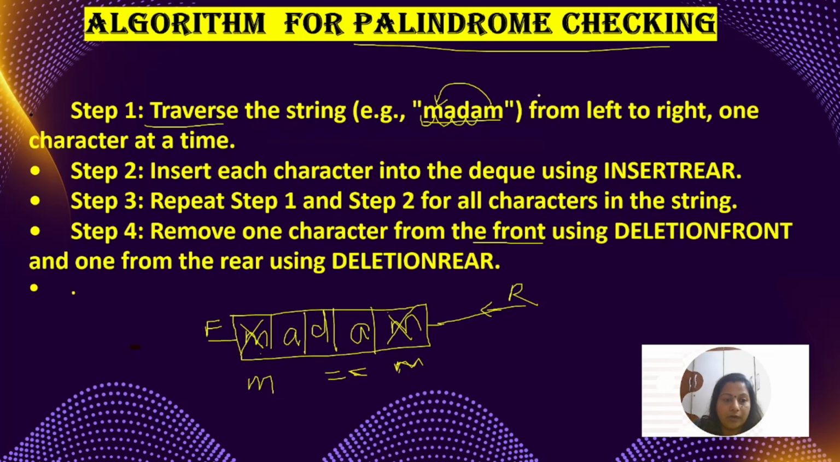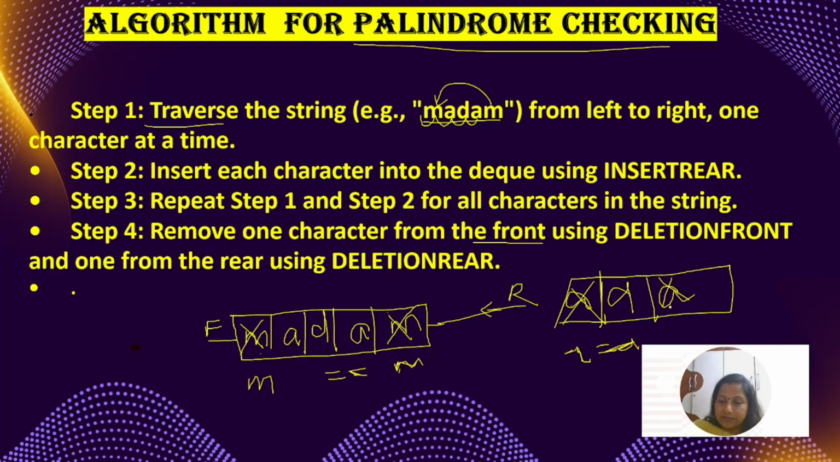What is step 4? Again, you are going to remove one character from the front and one character from the rear. So what characters are you having after removing M and M? You will be having A, D and A. That's all, right? Now you will be removing A and A, and after that you are going to compare them. That is what they have mentioned in step 4 and step 5. So A equal to A? Yes, both A are the same. That is also equal.